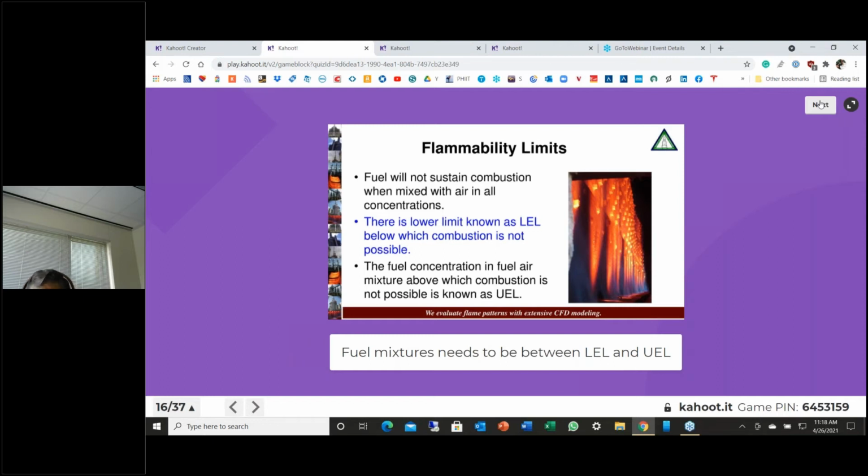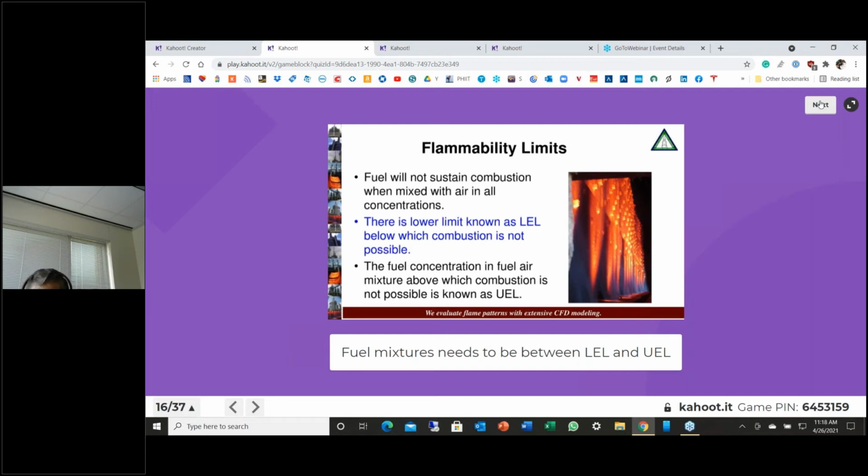They need to be in the right proportion. That proportion is known as the lower limit, LEL, and the upper limit, UEL, upper explosive limit. As long as the fuel composition or fuel percentage is between the LEL and UEL, you will have combustion. If it's below LEL, it will not combust. If it's above UEL, it will not combust.